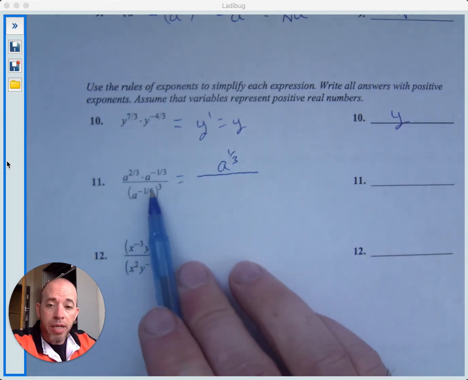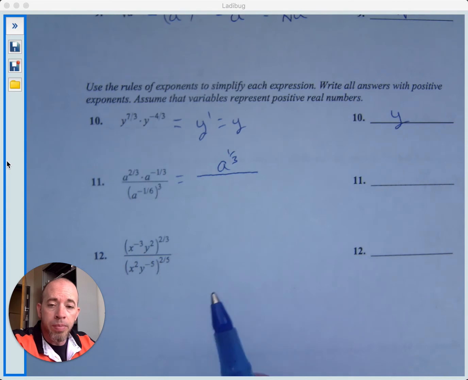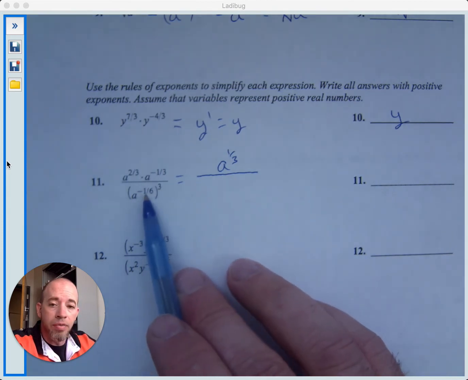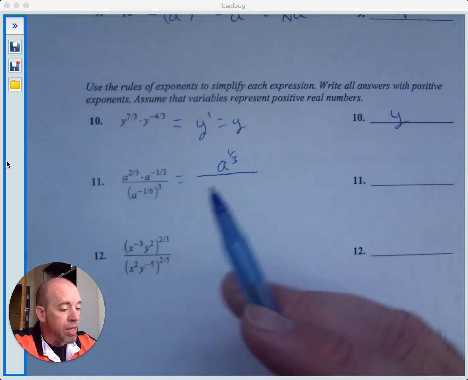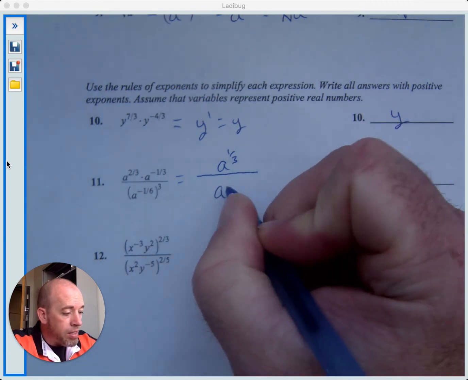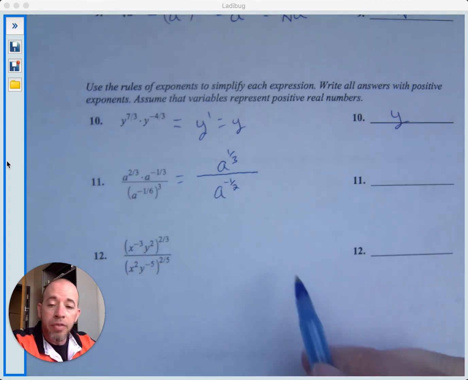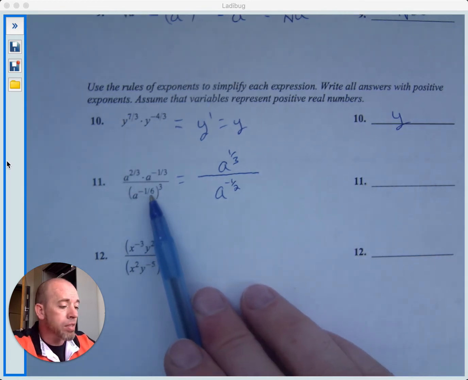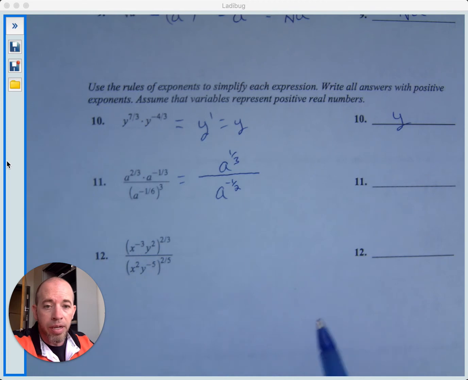On the bottom we're taking a power to a power, which means we multiply the exponents. Negative 1/6 times 3 would be negative 3/6, or negative 1/2. So this becomes a to the negative 1/2. And if you're not good with fraction operations, again, you could always use your calculator. Take negative 1/6 times 3. It's going to tell you it's negative 1/2.